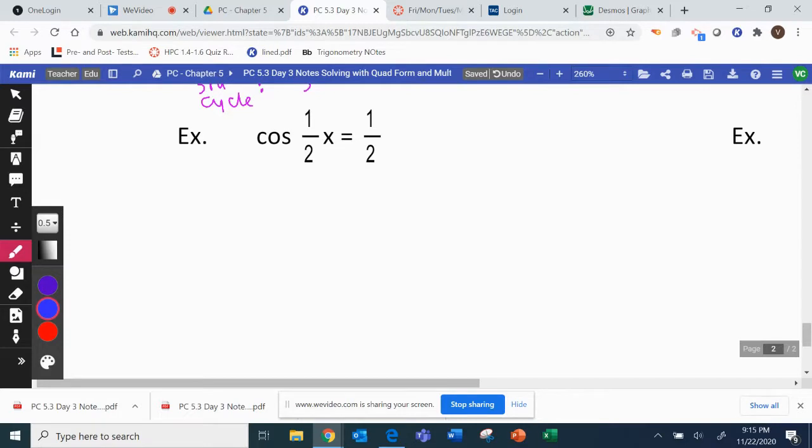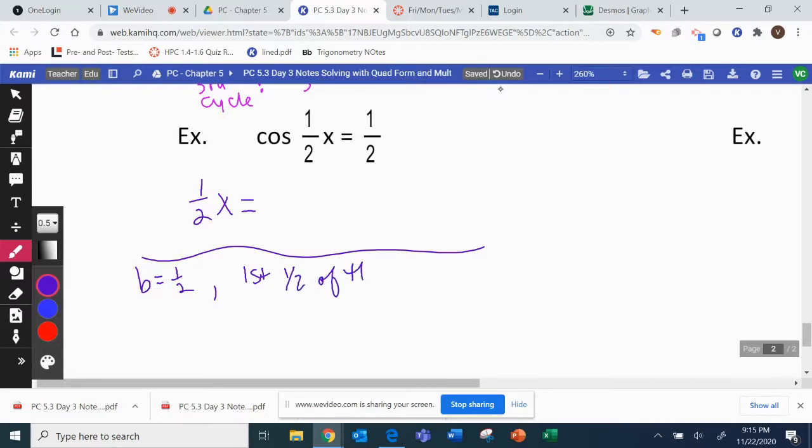All right, cosine 1/2 x equals 1/2. So when I see that 1/2 x, that's going to tell me, since b is a half, we've got half a cycle. So I'm going to take the first half of the cycle. So where is cosine a half? Cosine is positive here and here, half at pi over 3 and 5 pi over 3. But we're just going to take the first half of the cycle, so I'm just going to take the pi over 3.